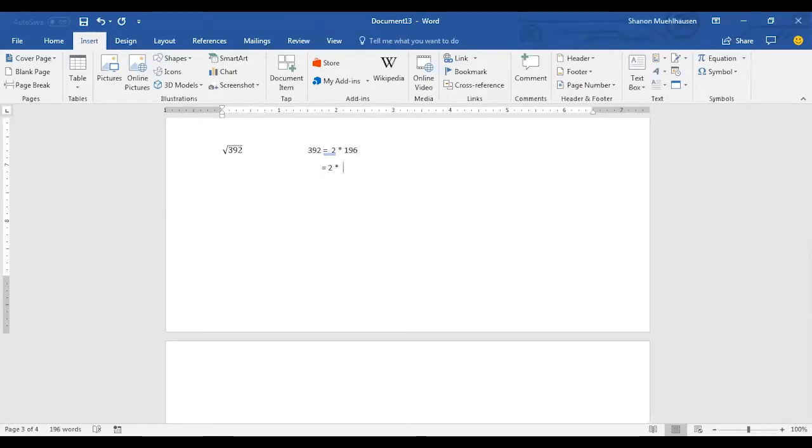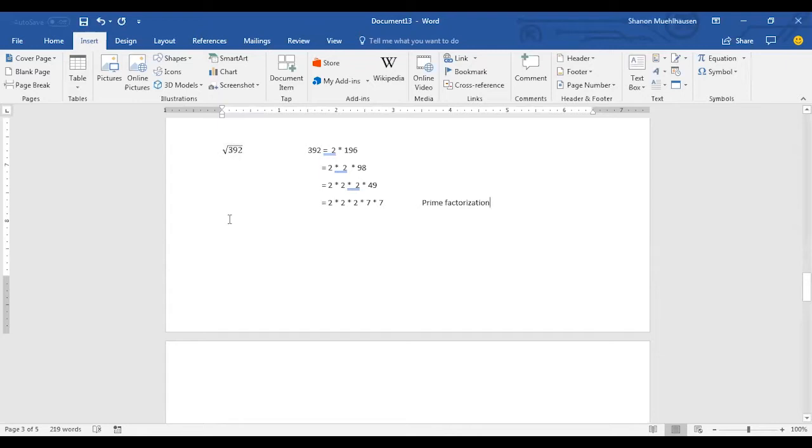196 is even, so there's another 2 in there. I'm going to break the 98 down. 98 is even, so I see another 2 in there. And now I'm going to break that 49 down. This is called prime factorization, and if it's a process that you're unfamiliar with, I advise you to look up another video and make sure you understand.